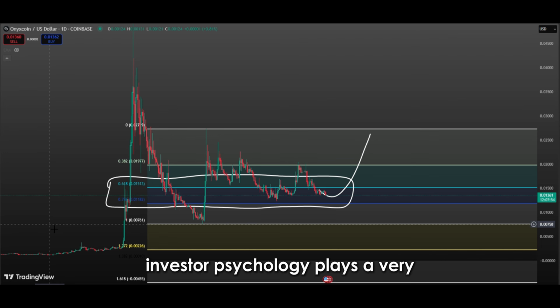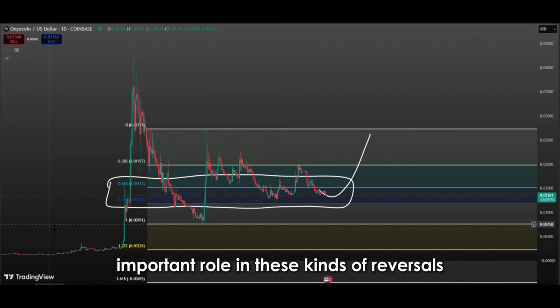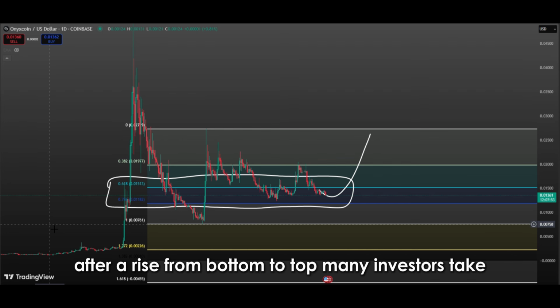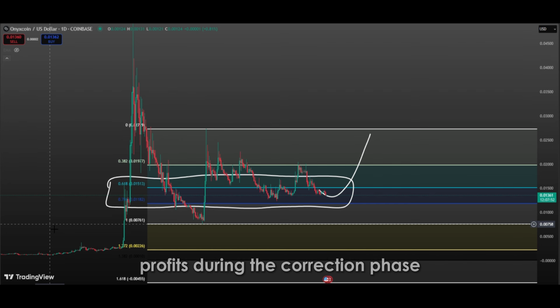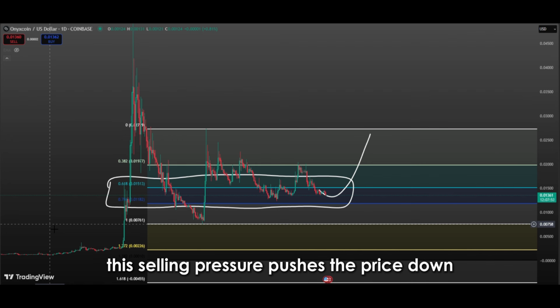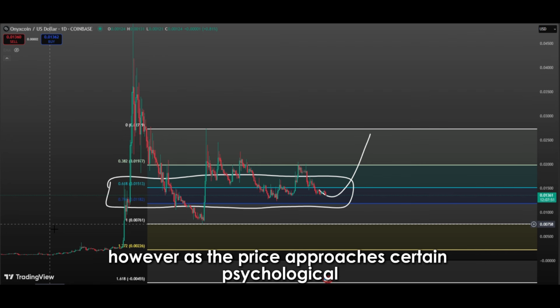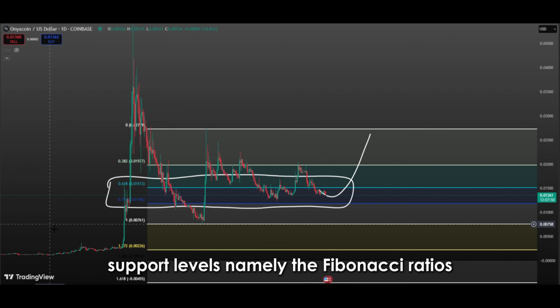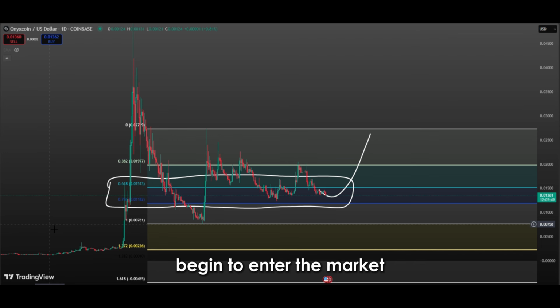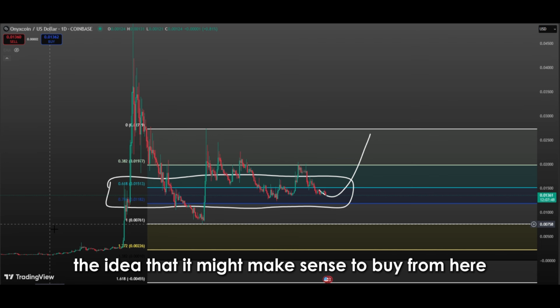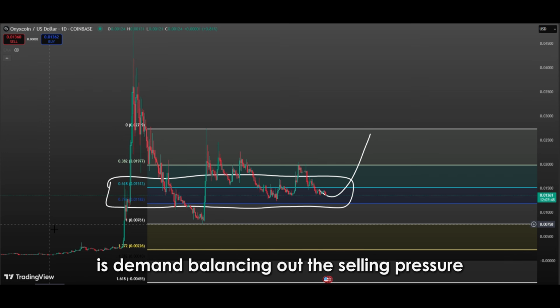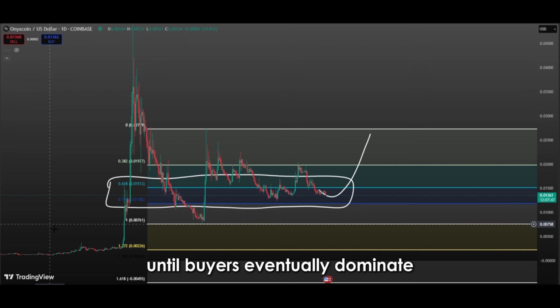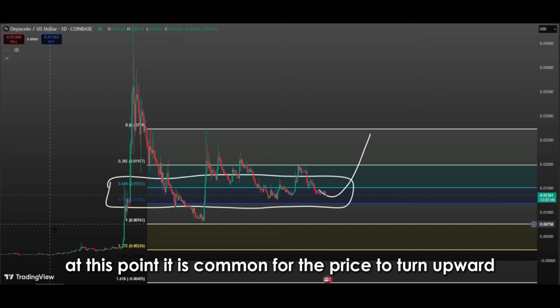Investor psychology plays a very important role in these kinds of reversals. After a rise from bottom to top, many investors take profits during the correction phase. This selling pressure pushes the price down. However, as the price approaches certain psychological support levels, namely the Fibonacci ratios, investors who previously missed the move begin to enter the market. The idea that it might make sense to buy from here increases demand, balancing out the selling pressure until buyers eventually dominate. At this point, it is common for the price to turn upward.